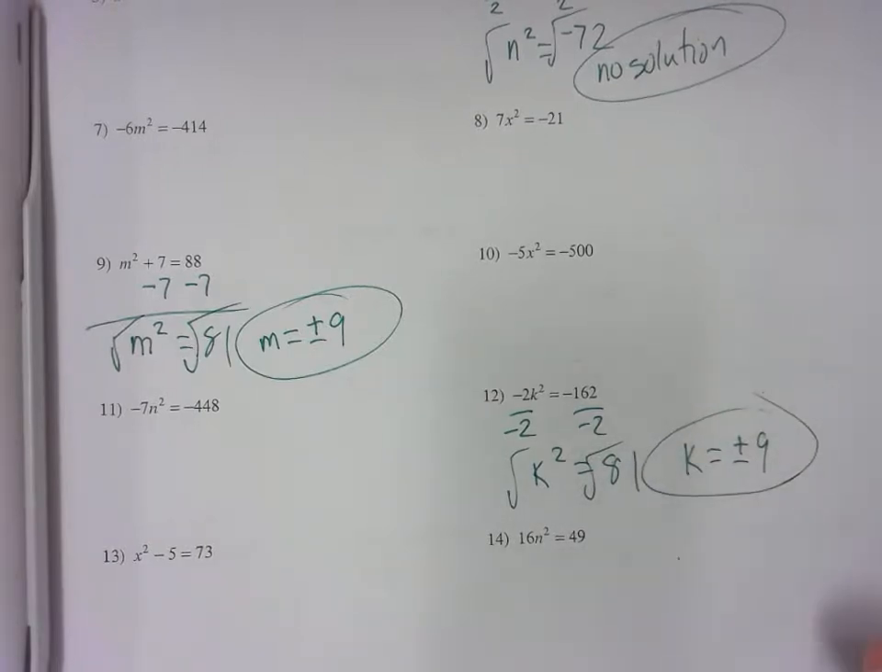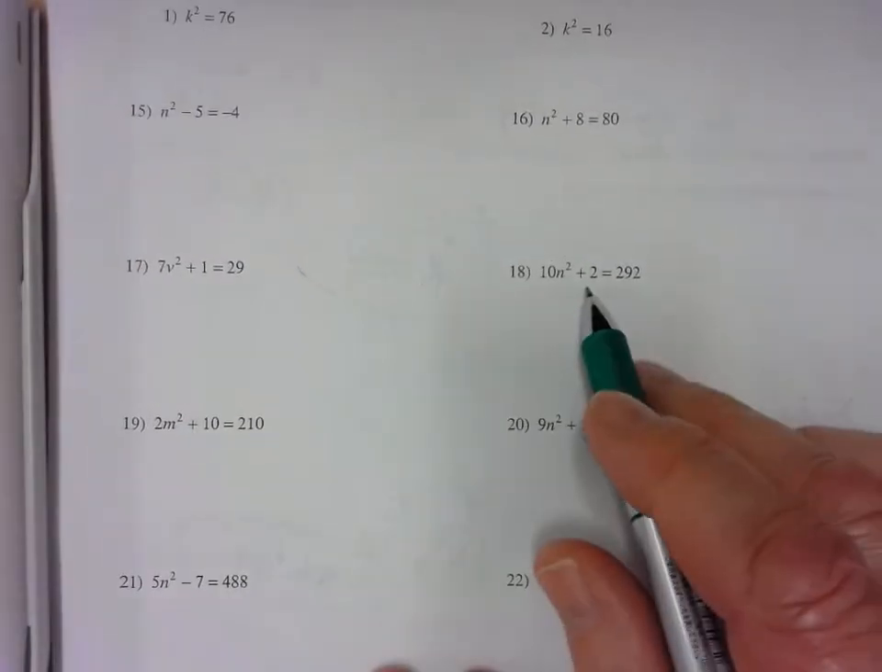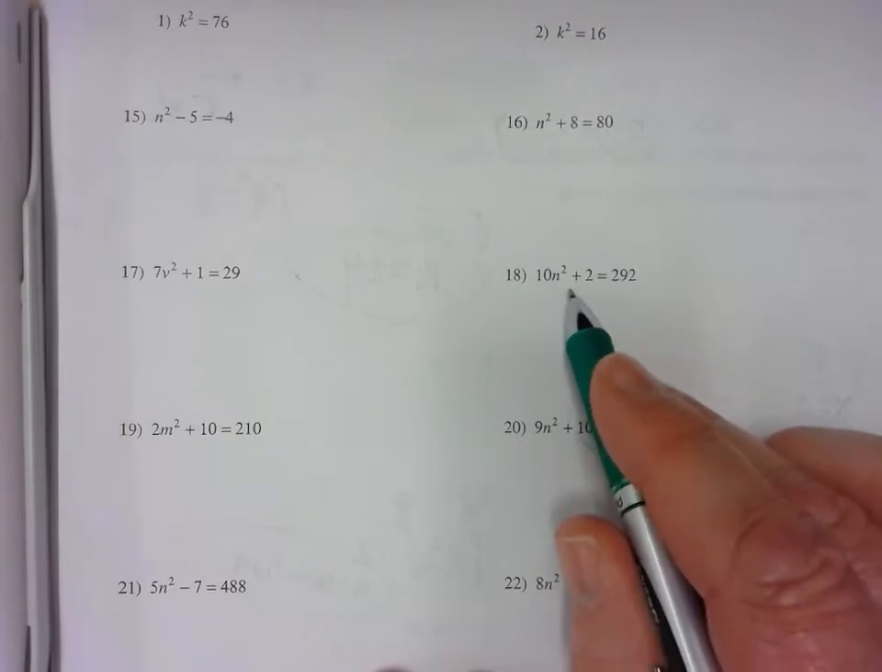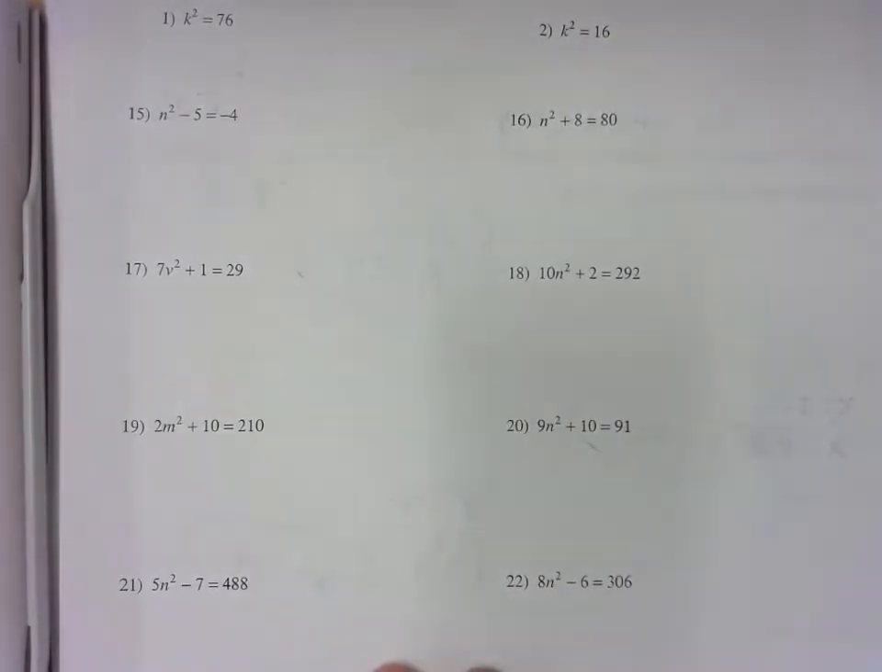Okay, let's do one that has more steps than the front page here. Let's look at number 18. Number 18 is actually 3 steps, because you're going to move the 2, you're going to take care of the 10, and then you're going to take care of the square root, or the square. And so basically you're kind of working through the order of operations backwards when you solve equations.